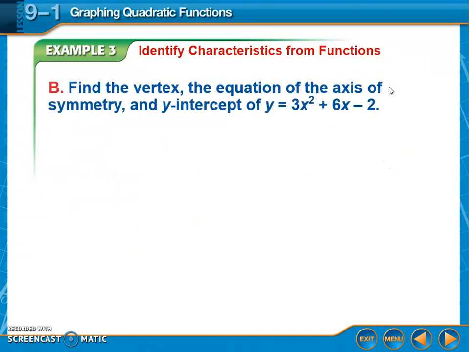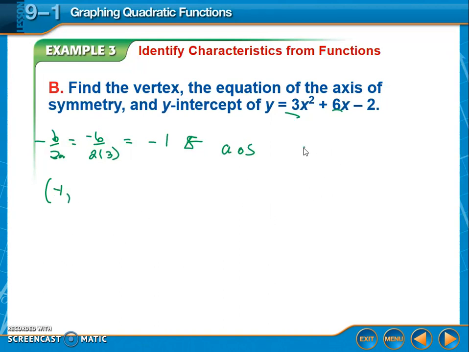Okay? So doing the same process again, we need to do negative b over 2a. So my b is 6 and my a is 3. So I'm going to have negative 6 over 2 times 3. So I get negative 1. So this is my axis of symmetry. And I still need to find my vertex. So I'm going to use that as my x coordinate to find the y.